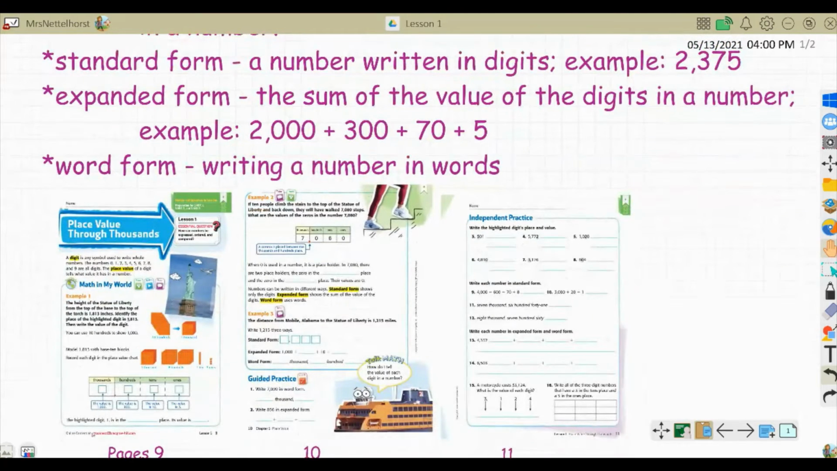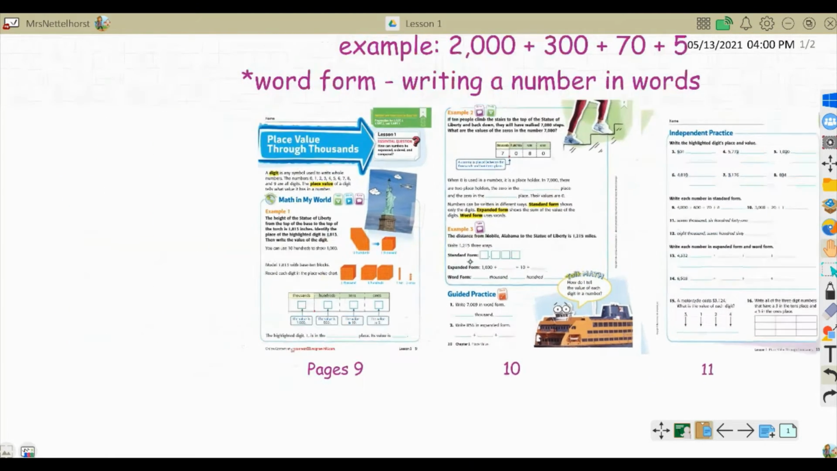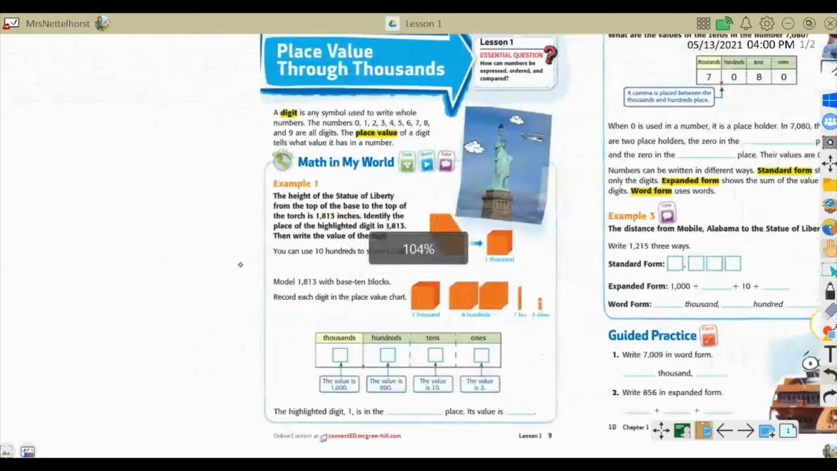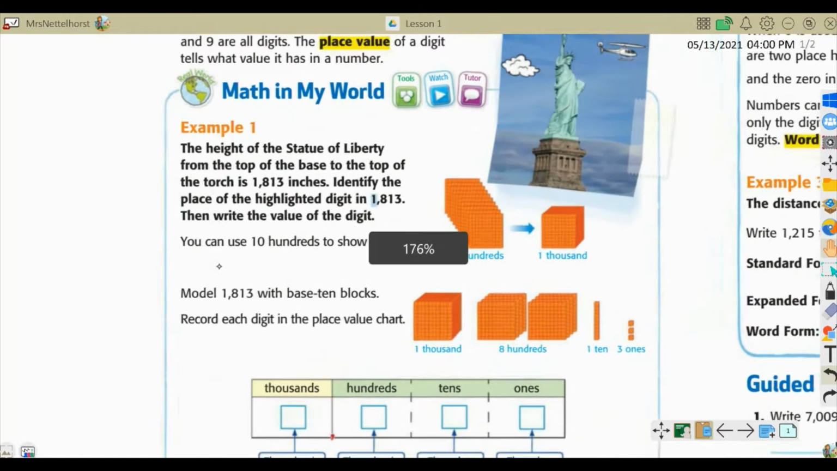Okay, so these are the pages that we're doing today. You'll need your volume 1 book, pages 9, 10, and 11. So grab your book, go back to the front, and let's get started. We already covered these vocabulary words, but they are here at the top of the first page, so you have them there if you need them. So let's look at example number 1.